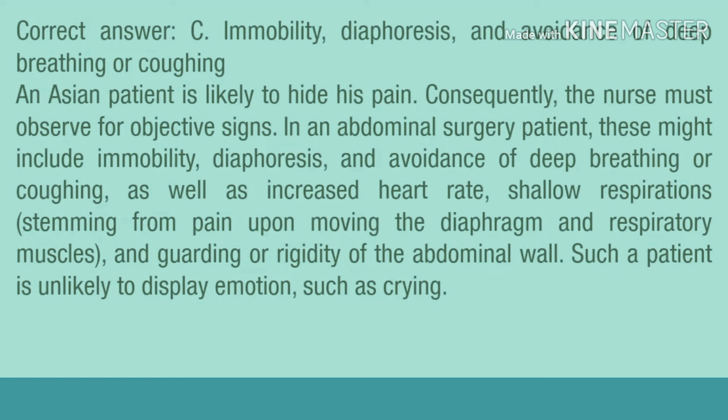Correct answer, C. Immobility, diaphoresis, and avoidance of deep breathing or coughing. An Asian patient is likely to hide his pain. Consequently, the nurse must observe for objective signs. In an abdominal surgery patient, these might include immobility, diaphoresis, and avoidance of deep breathing or coughing, as well as increased heart rate, shallow respirations stemming from pain upon moving the diaphragm and respiratory muscles, and guarding or rigidity of the abdominal wall. Such a patient is unlikely to display emotion, such as crying.